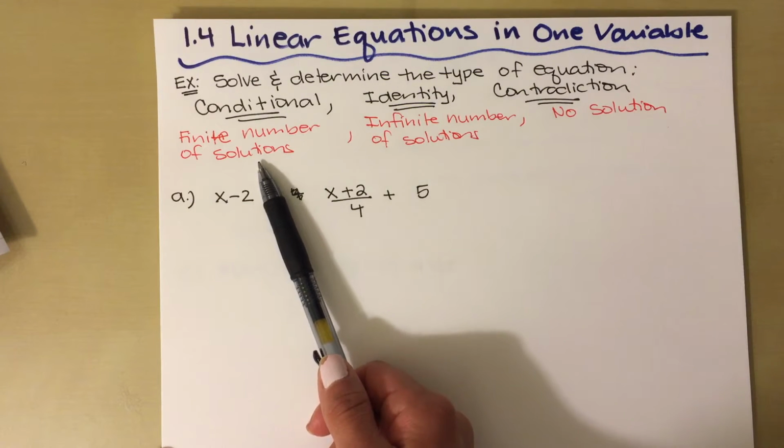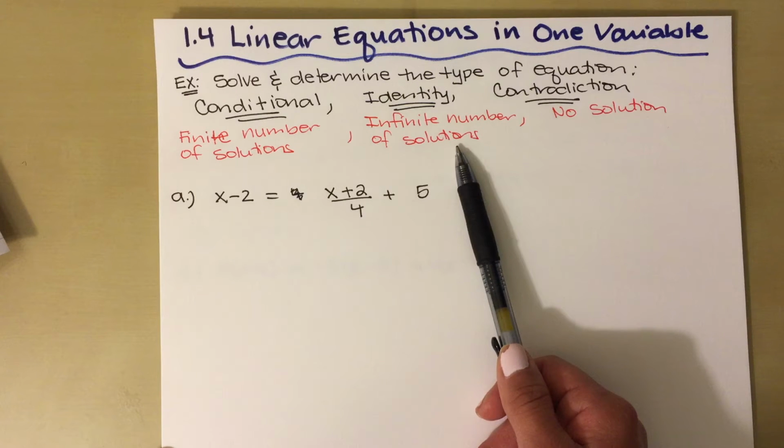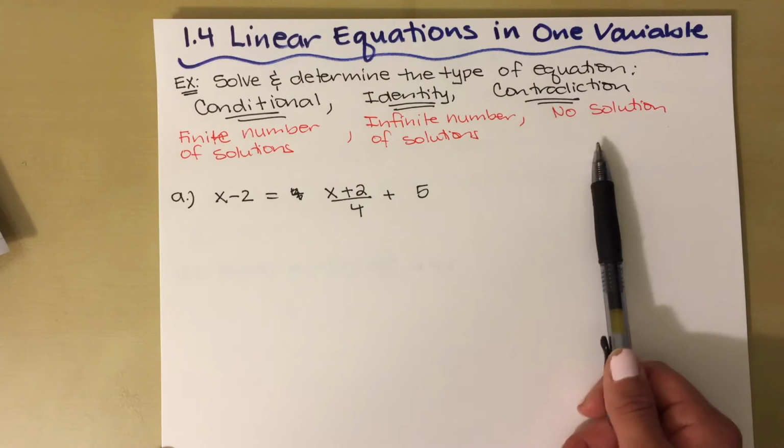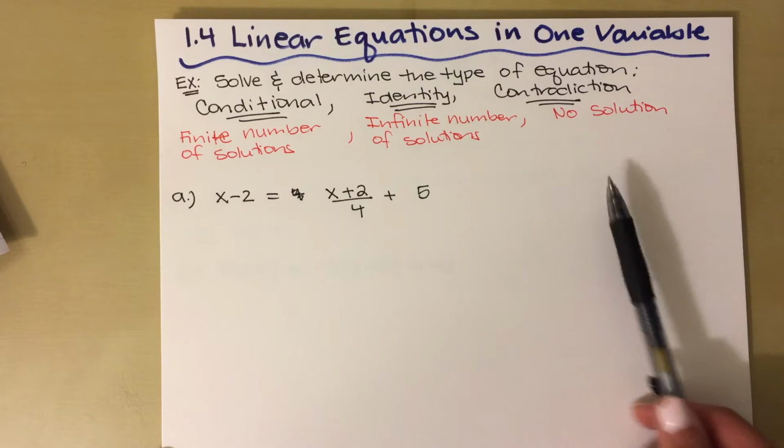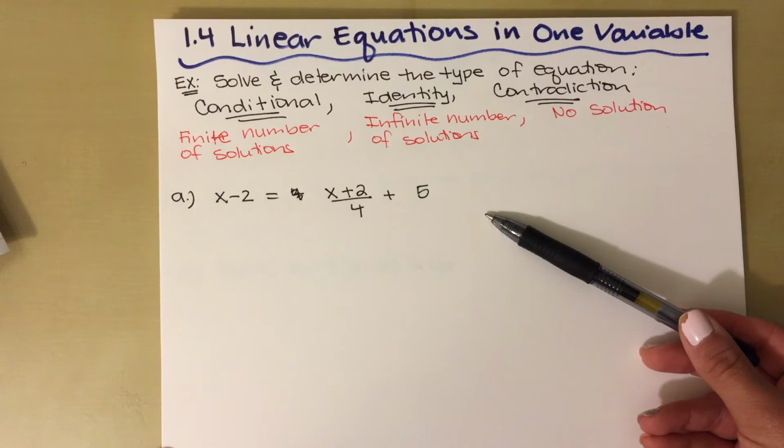Conditional is a finite number of solutions. Identity means that you have an infinite number of solutions. And contradiction means that we have no solution. I'll give you examples of all three types. Let's start with the first example.